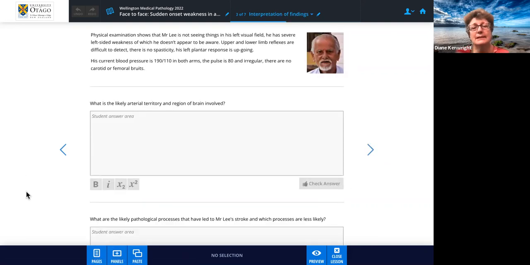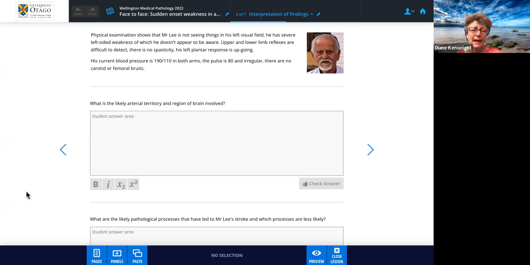Okay, so he's not seeing things in his left visual field, and he also has left-sided unawareness. He has decreased reflexes on the left side, though no spasticity, and an upgoing plantar reflex. We notice he's hypertensive. Now, this can be misleading because hypertension can occur in reaction to brain swelling, and so you would need to look at the history to find out whether he was truly hypertensive. We notice that his pulse is 80 and irregular, so we'd want to do an ECG because he could well have atrial fibrillation. This could be the source of his stroke.